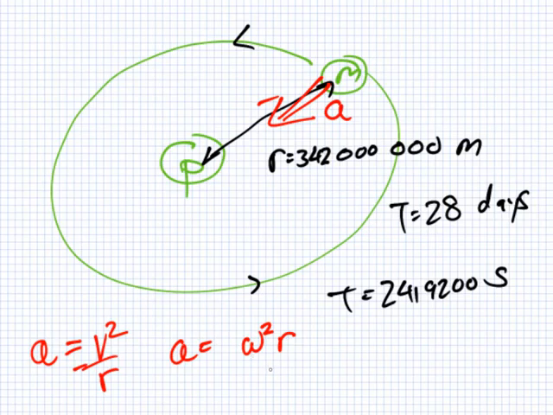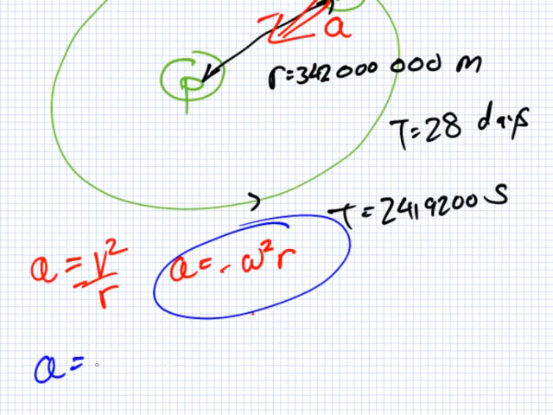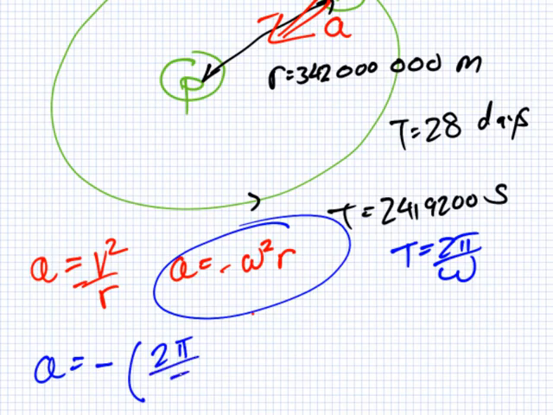Which one should I use? Omega, this one. I need to use this one because do you remember there's another formula? T equals 2 pi over omega. So that means the omega is 2 pi over T, squared, times r. Do you know the T? Yes. Do you know the r? Yes. So we have the answer.